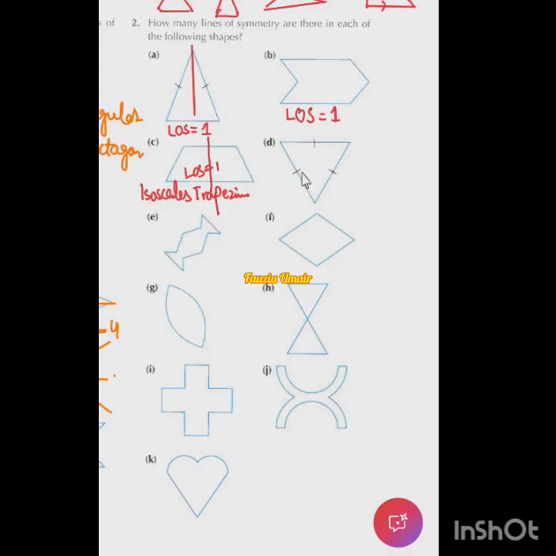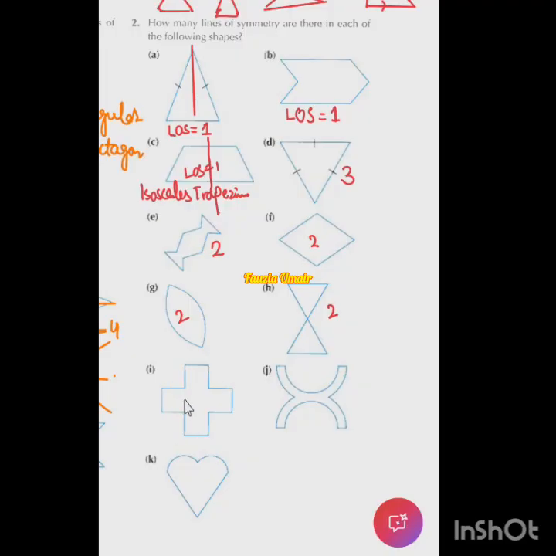How many lines of symmetry does D part have? Three. Excellent, three, because this is equilateral. So what about E part? Two. Two. Very good. What about F? Two. What about G? Two. Because this is a diamond. I will share with you the lines of symmetry of all these. What about H part? Two. What about I part? Two.